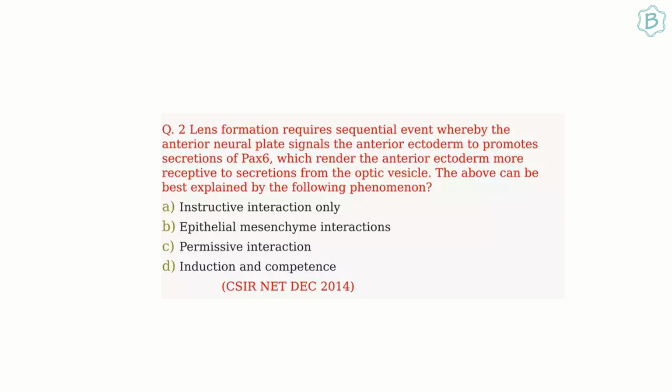There should be an inductive signal. That inductive signal is what? The anterior neural plate is signaling the anterior ectoderm to promote the secretion of taxics. That is the inductive signal given by it. Induction is occurring there, and then the anterior ectoderm is more receptive to the secretion from the optic vesicle. It should be receptive, so it is competent enough for that. This is how lens formation happens. We will deal with lens formation when we read the later slides.